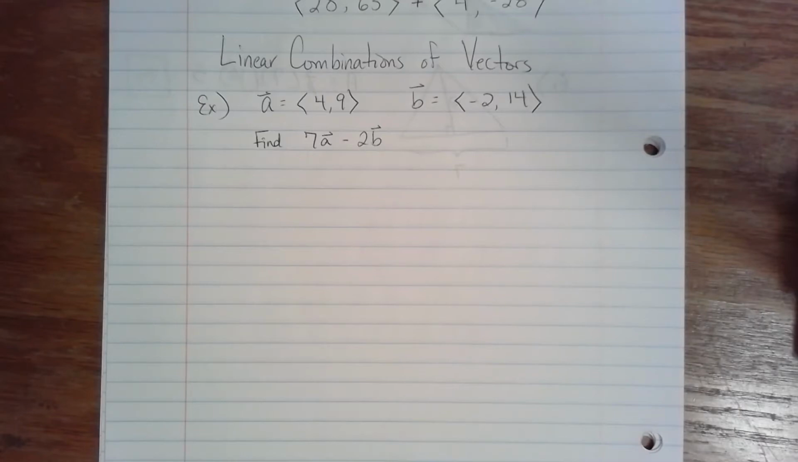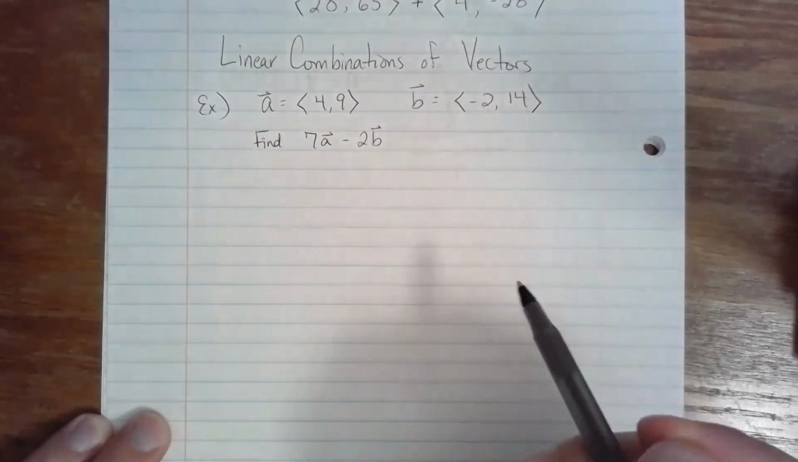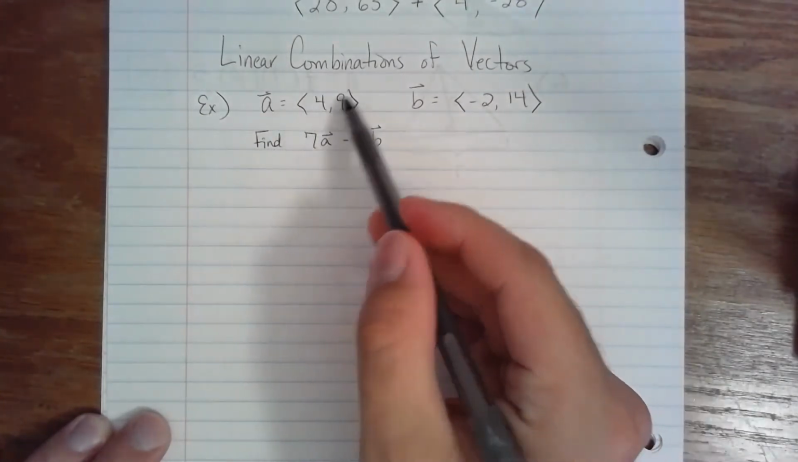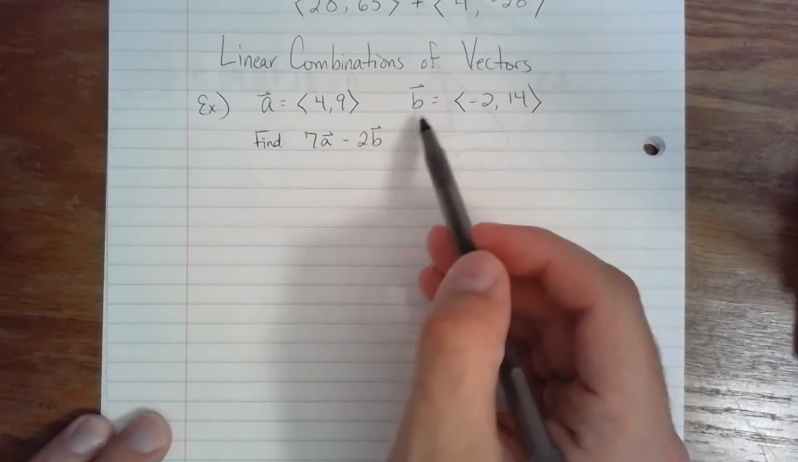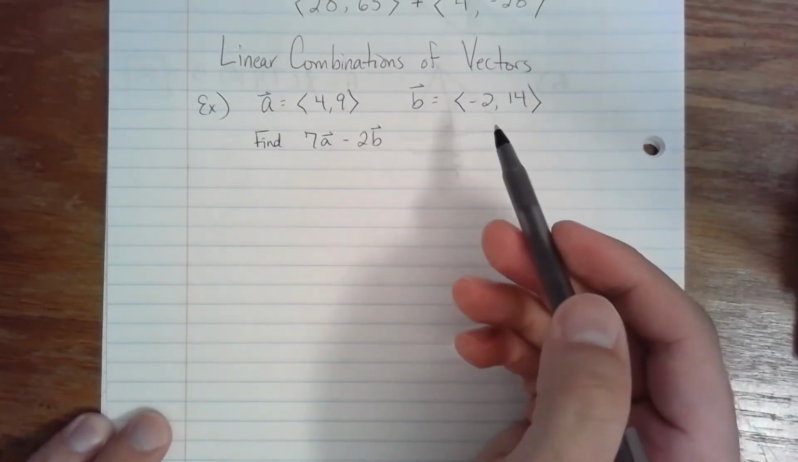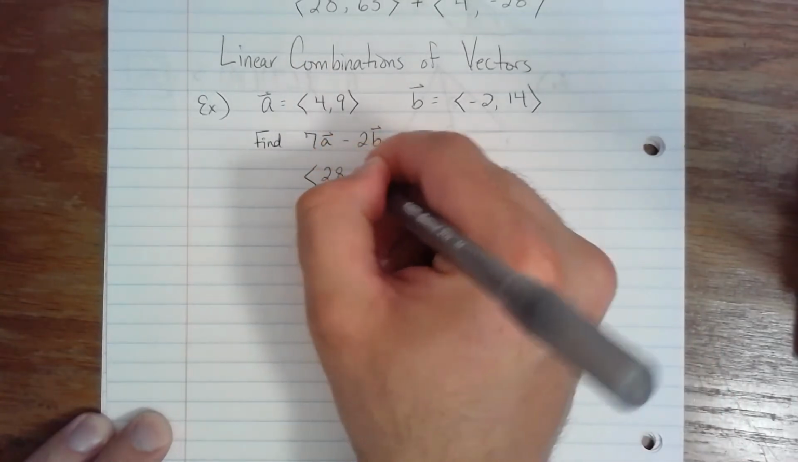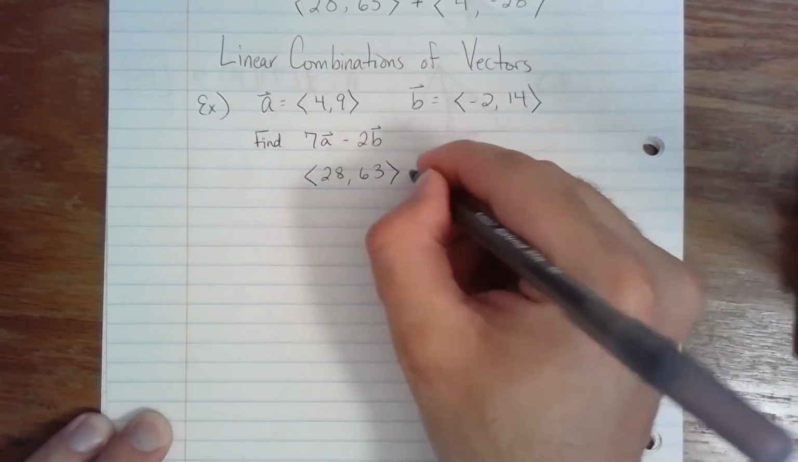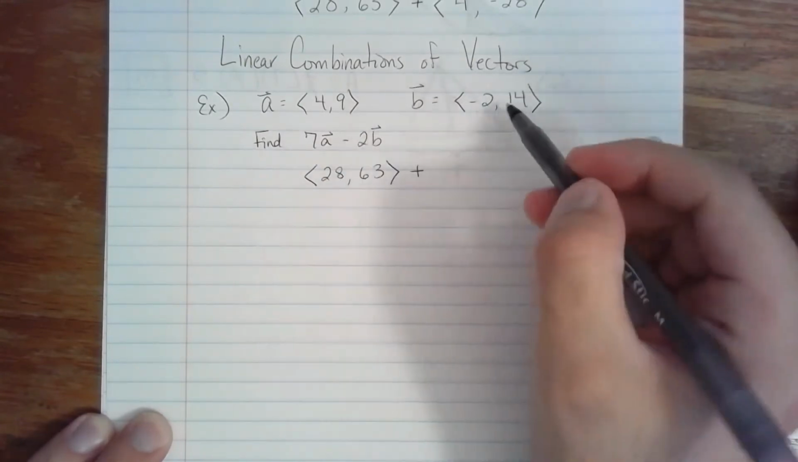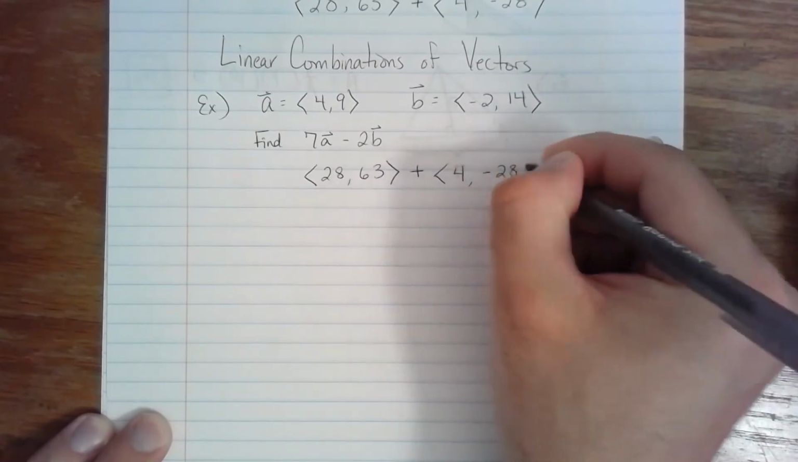If you've watched the previous videos that I've talked about with scalar multiples, you'll realize that all we're going to do here is actually multiply these things together. So, for example, here, 7 times this vector A and negative 2 times our vector B. And then we're just going to add those results together. So for example, 7 times A would be 28 and 63. And then we're going to add to that negative 2 times this, which is going to give me a positive 4 and a negative 28.